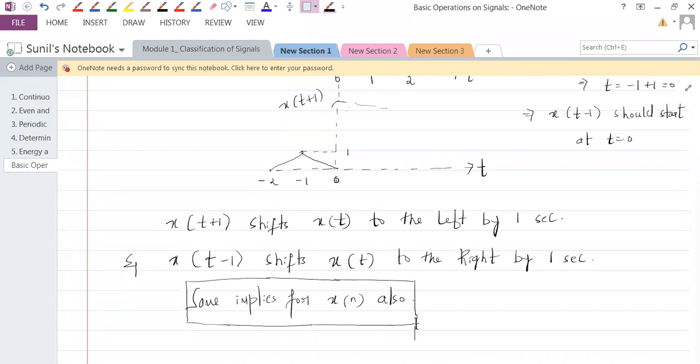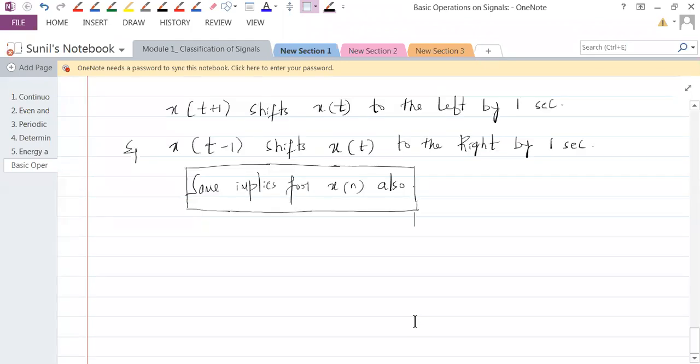Now the third thing that we need to see is reflection. The third operation is reflection. Everybody just take down this. Now, how does the reflection look like? What is that operation on time that we are performing? See here, everybody, it's y of t, which is x of minus t.